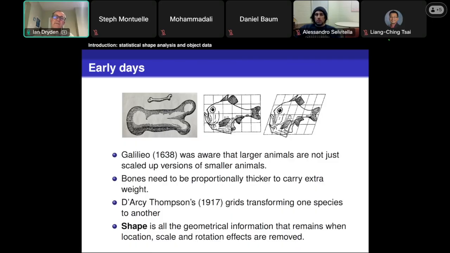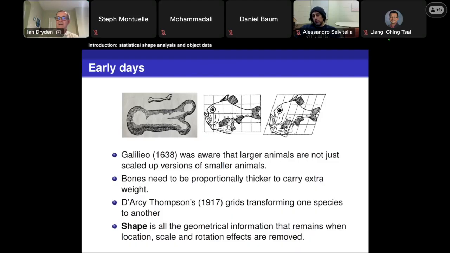So if I have my fish here, if I move it in the coordinate system, the shape's not changed. If I scale it, the shape isn't changed. And if I rotate it, the shape isn't changed. So that's what we mean by shape.